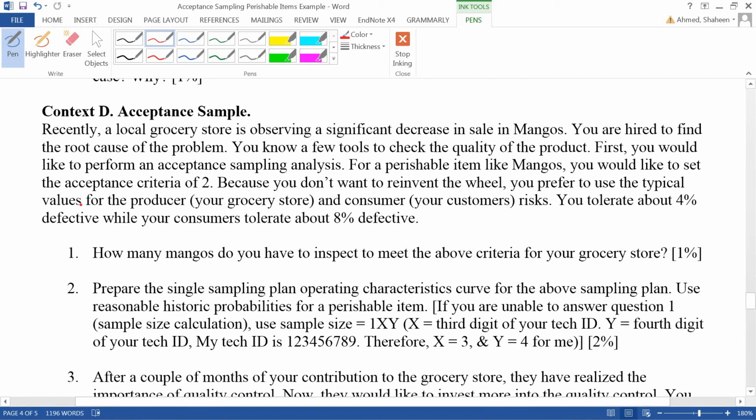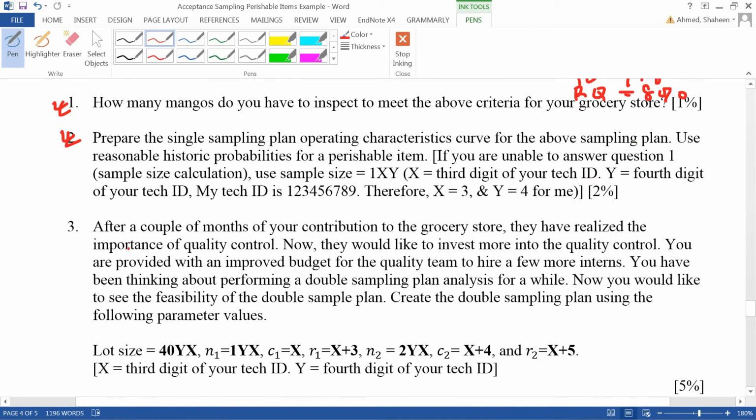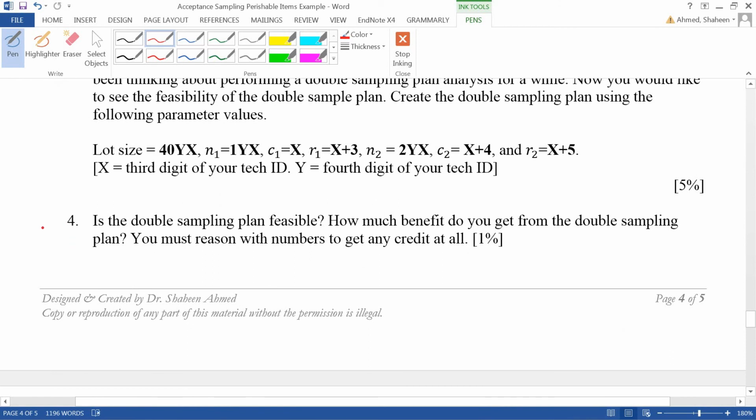So in this case they said to use acceptance criteria 2, and then the producer tolerance and consumer tolerance are given. Producer tolerance, AQL, is given as 4%, and the consumer tolerance, or rejectable quality, is given as 8%, and then how many mangoes do you have to inspect and all that. Prepare a single sampling plan, prepare a double sampling plan, and then is the double sampling plan feasible?